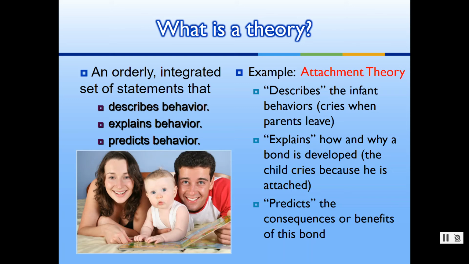So that bond is being developed. Then I can predict the consequences of this bond or the benefits. And this is actually a benefit. When the child cries but is comforted when mom comes back, that's actually a sign of secure and quality attachment. So, again, we can do a lot with theory. We can explain why things are happening. We can describe what's happening. We can predict. And all of this is in the avenue of helping children and families.